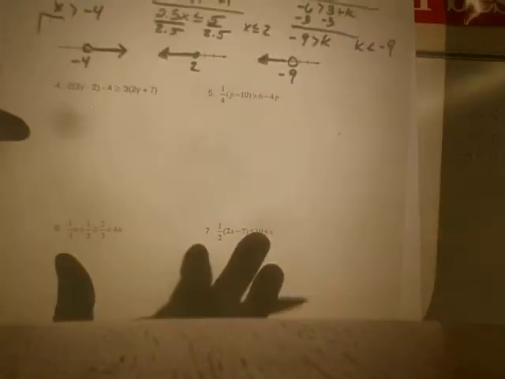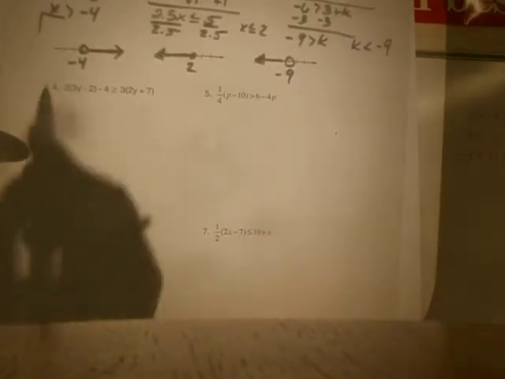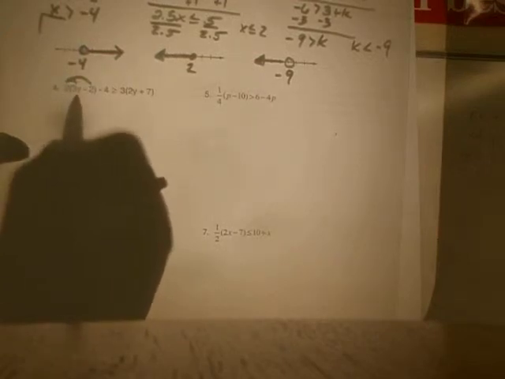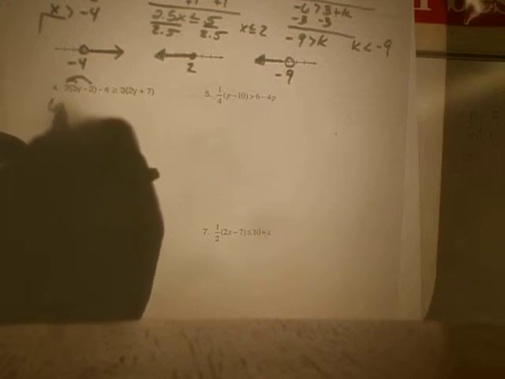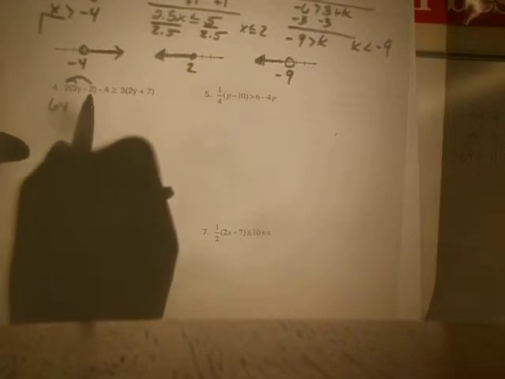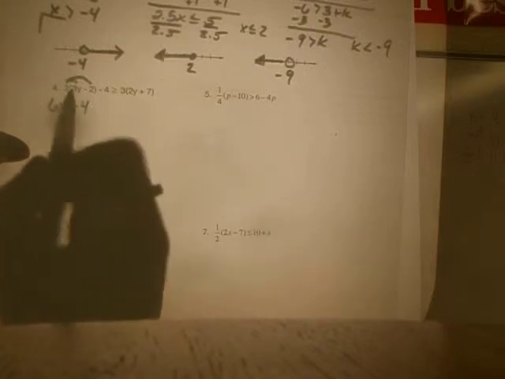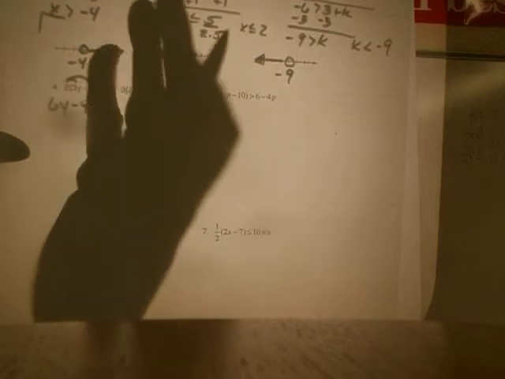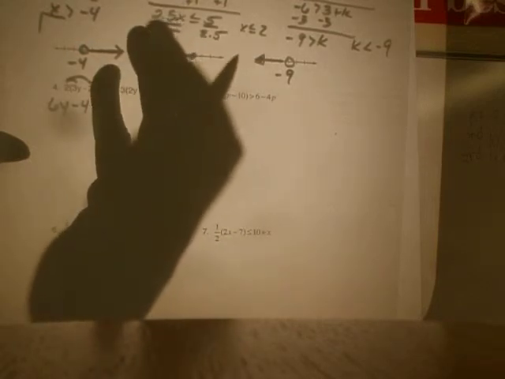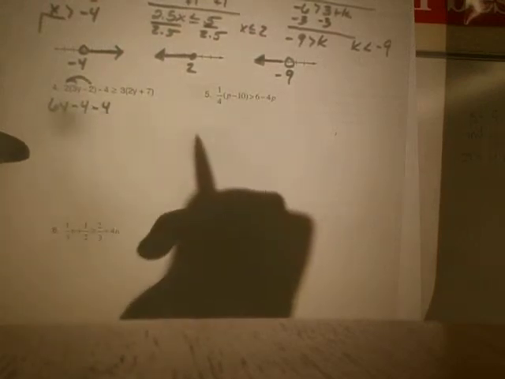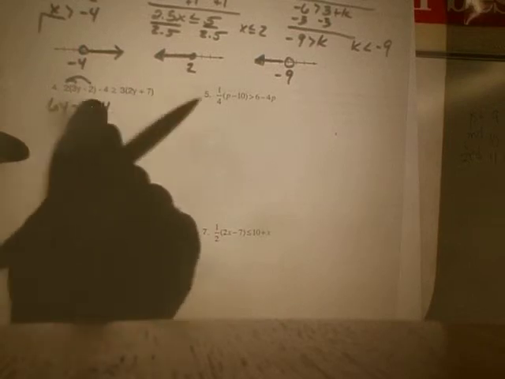Number 4, there's a lot going on in this one. Let's start out by distributing right here. 2 times 3y is 6y. And then we have a 2 times a subtract 2, which is a subtract 4. We do not multiply this 2 times that subtract 4. You only multiply the 2 by what's inside the parentheses. So this subtract 4 we just write after we distributed.